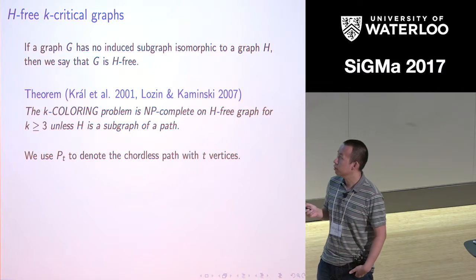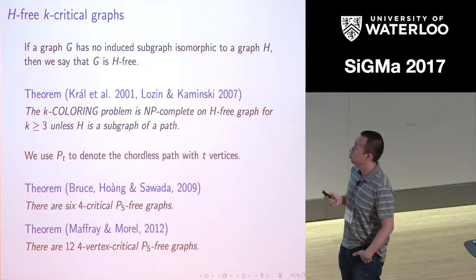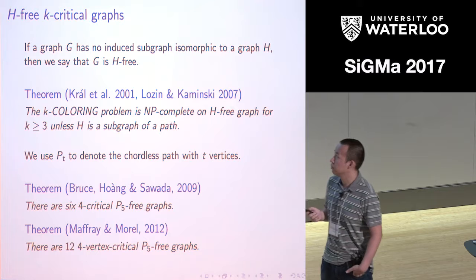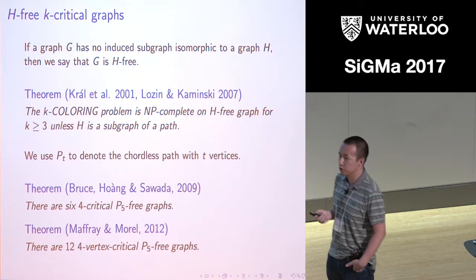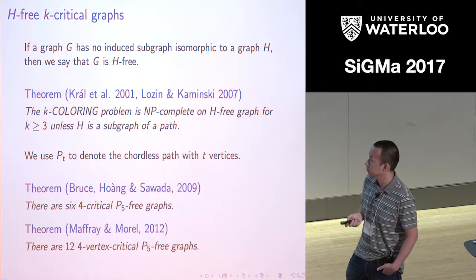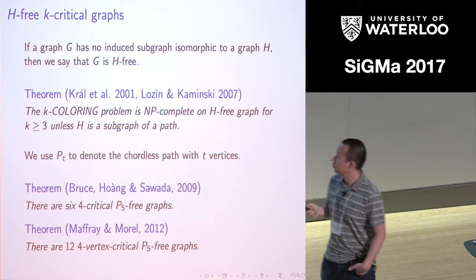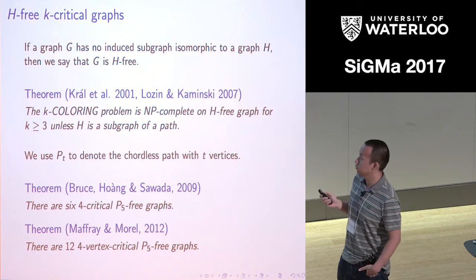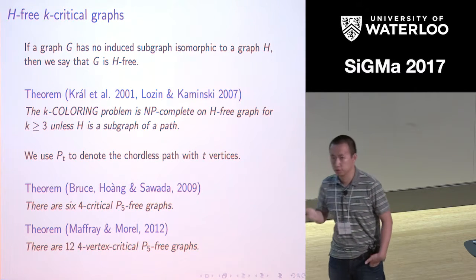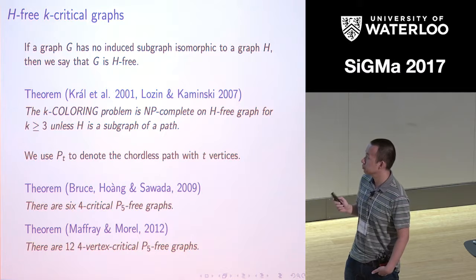So there are some positive results. Due to Bruce, Hoàng, and Sawada, there are exactly 6 4-critical P5-free graphs. So if you forbid P5, there are only 6 4-critical graphs. And due to Maffray and Morel, if we forbid P5, there are exactly 12 4-vertex-critical graphs. So they're still not so many.